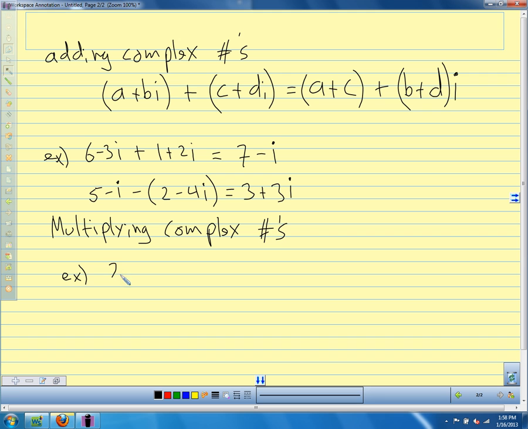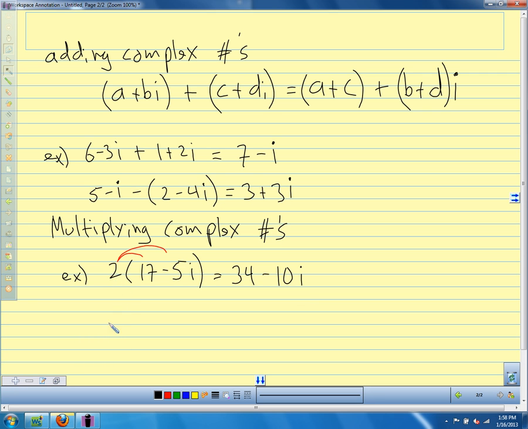What if we just had 2 times 17 minus 5i? What do I do here? So Alex says we just distribute the 2. That's the way we usually thought about it. I have parentheses. I'm just distributing the 2. So I get 17 times 2 is 34 minus 10i. So if I just have a number out here, I just distribute.